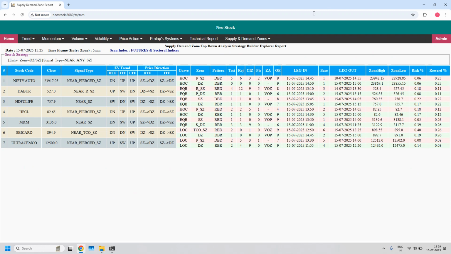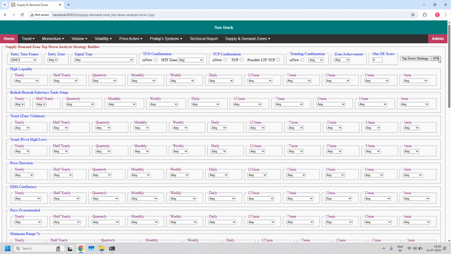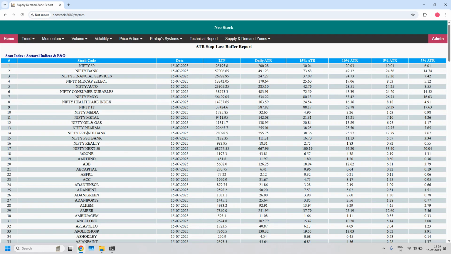Next, final report, let us generate stop buffers based on daily ATR. First 17 in this list are indices, remaining all are equity stocks. So I am scrolling the list down for your reference. Whichever stock you want to refer, pause the video. After that you can proceed. Okay, I am scrolling the list down.